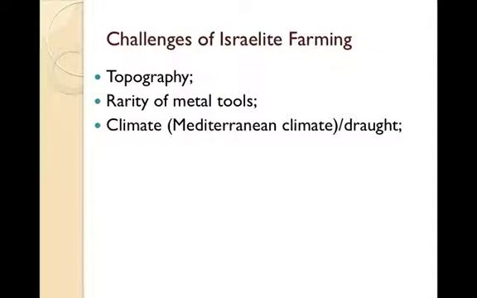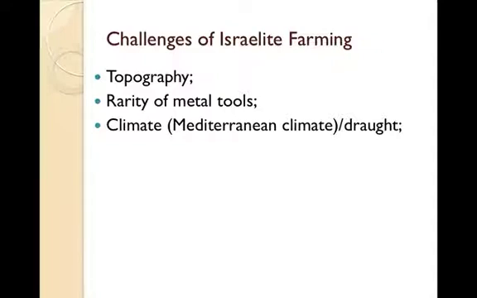Another important factor is the climate. I don't know if anybody in this class is from California. If you are from California, you have a step up on everyone else from the class because Israelite climate is very similar to California climate. Well, what do I mean by that? Sometimes this is called a Mediterranean climate, so that's why I mentioned that on the slide.